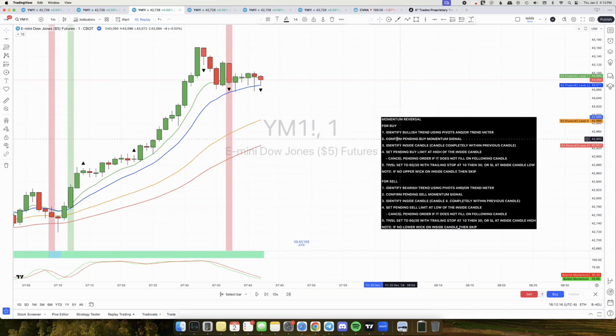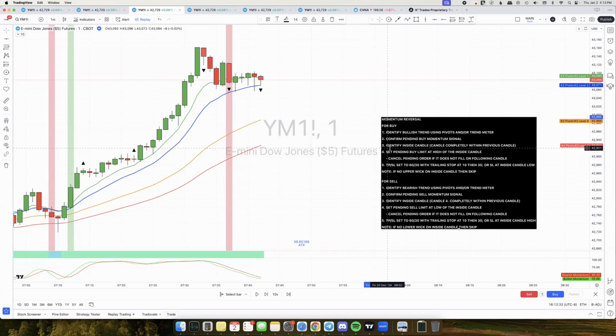First, you want to identify a bullish trend using the pivots and/or the trend meter. So looking at price right here, you can see that price is above the pivots and the trend meter is green. This is going to indicate that we are in a bullish trend. So knowing that you're in a bullish trend, that's going to confirm step one.